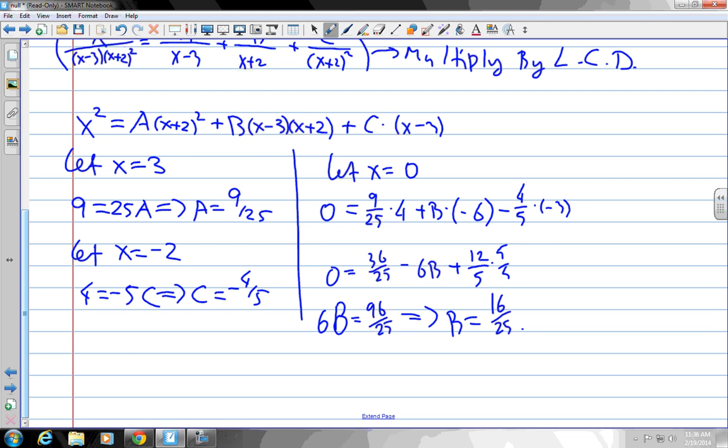But the big thing here is if you have repeated linear factors, you have to consider all powers leading up to the highest power that you see. Okay, so if you see a fourth power, you need first, second, third, and fourth. It gets really messy really fast.